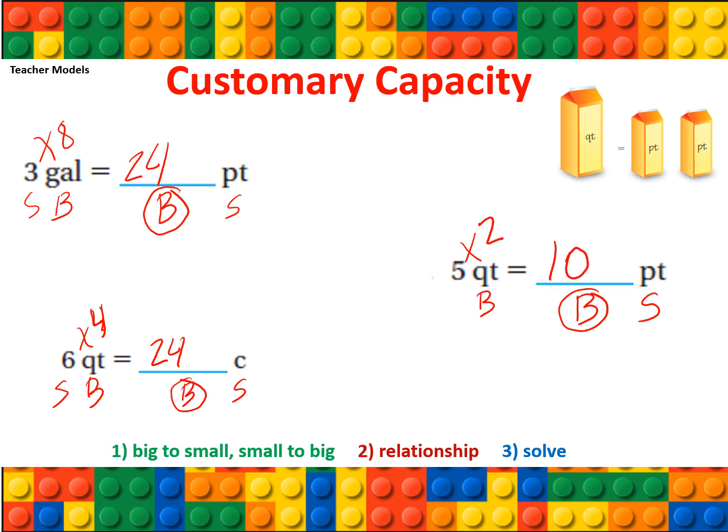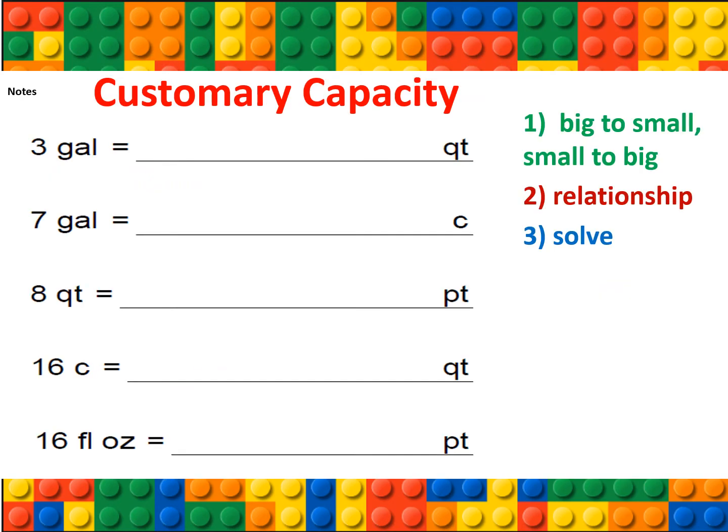All right? Still using the same strategies, the big, small strategy. The toughest part is just remembering or deciding how many of the small unit are in the bigger unit. So let's go ahead and practice that some more.